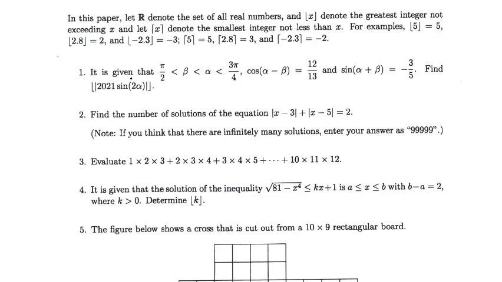Problem number 1 says it is given that pi over 2 is less than beta, which is less than alpha, which is less than 3 pi over 4, cos of alpha minus beta is 12 over 13, and sine of alpha plus beta equals negative 3 over 5. Find floor of absolute value of 2021 times sine 2 alpha.